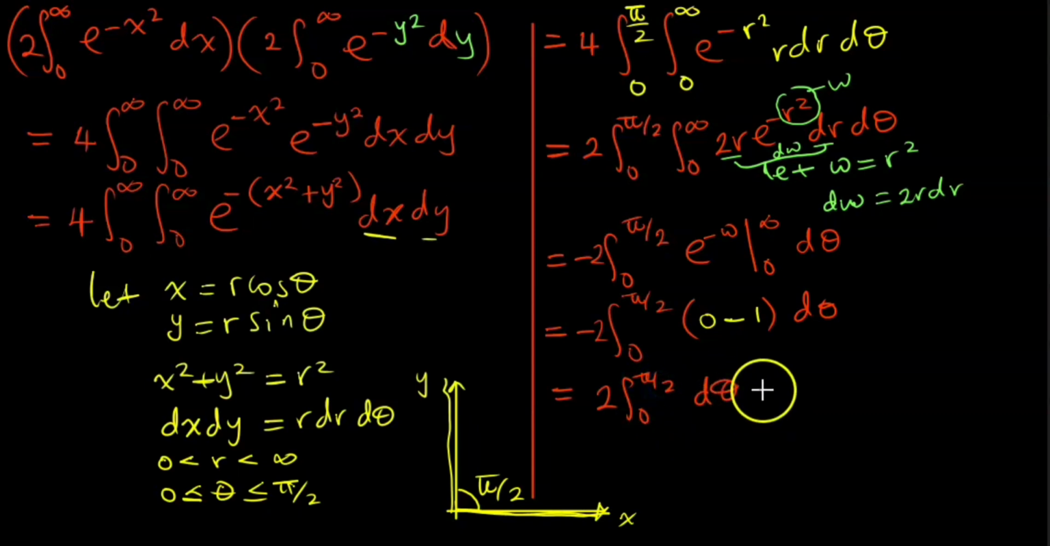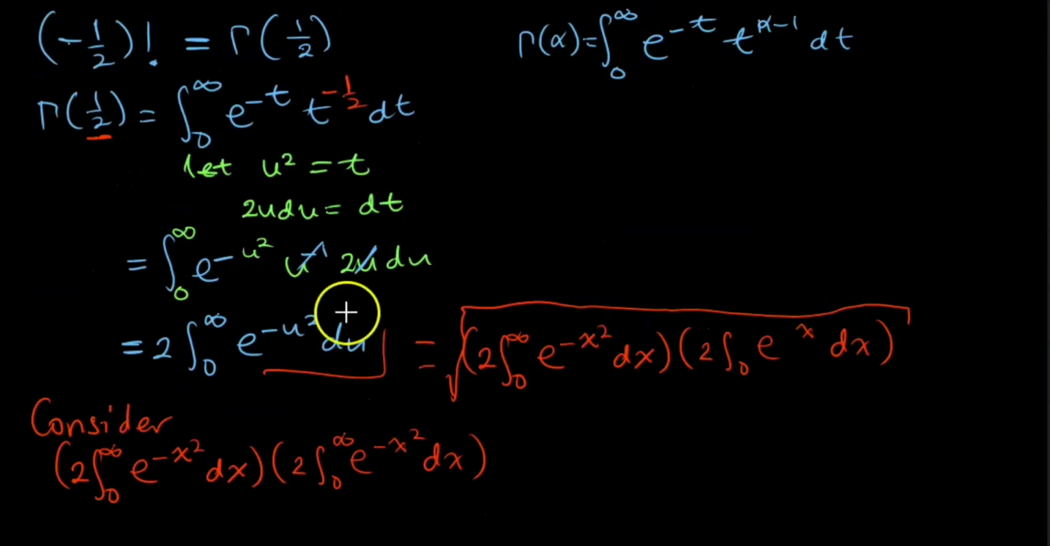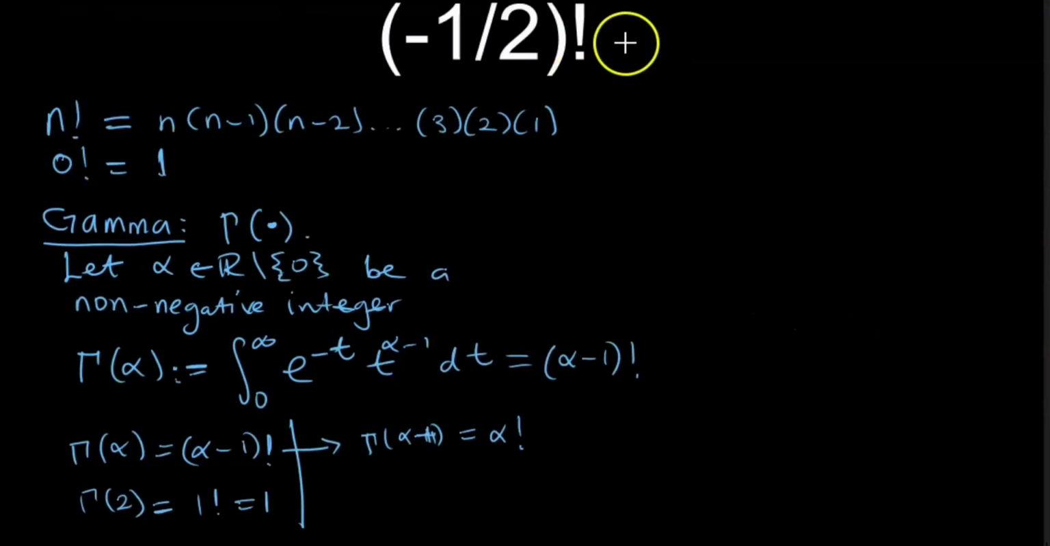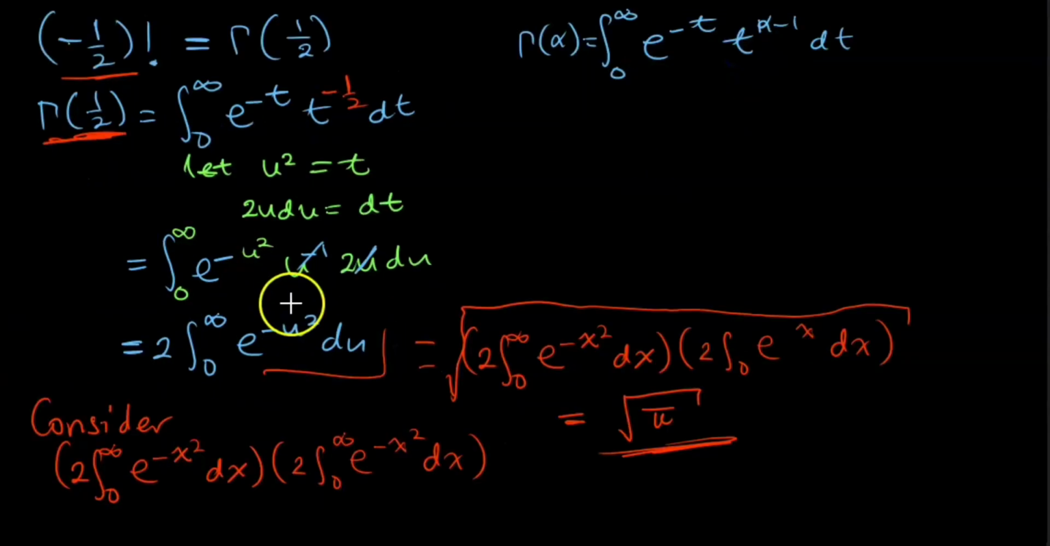Of course, this right here is just 2 times pi over 2, which is just equal to pi. So that's the value of the product, pi. Let's get back to what we started with. Remember what we said, that the result will be the square root of whatever we have. Since what we have there is pi, we take the square root of pi, and this right here is the value of gamma of 1/2, which is the same thing as negative 1/2 factorial. So we can say that this is square root of pi. And that is what the Gaussian integral tells us.